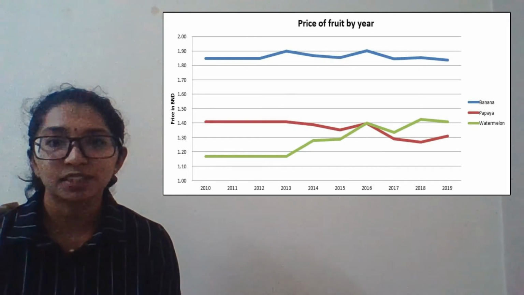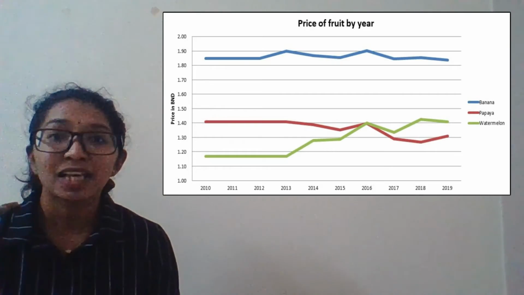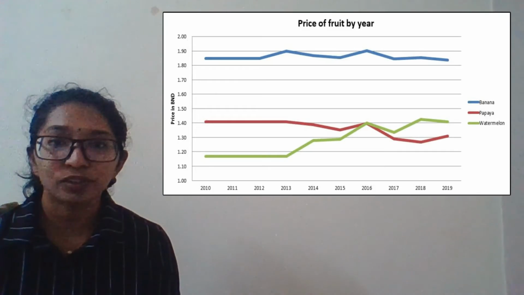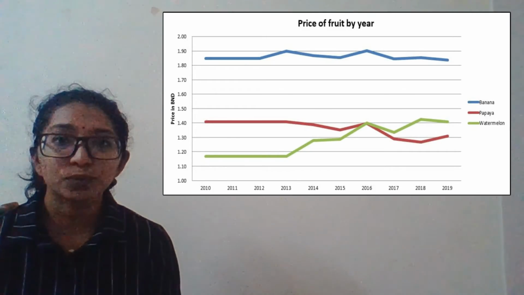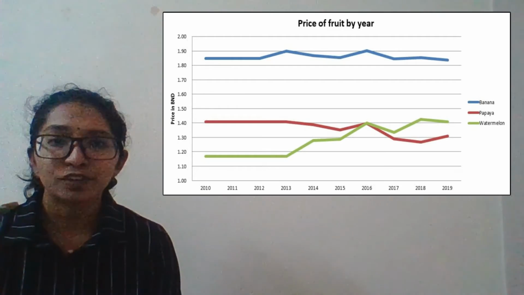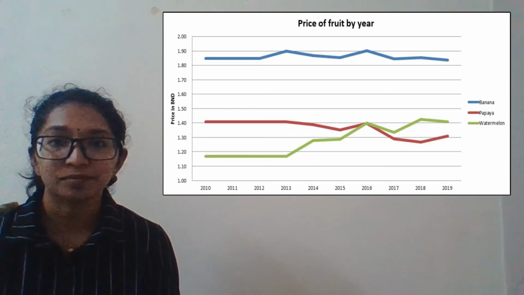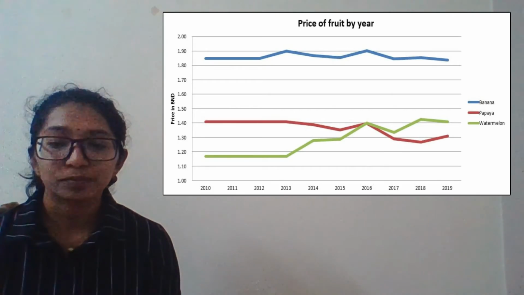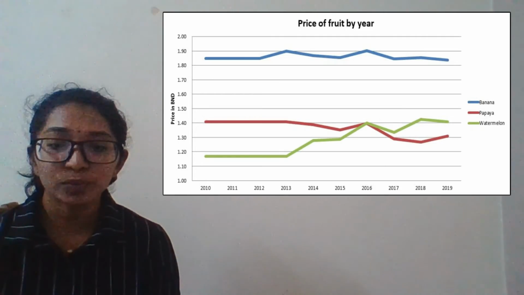In 2016, we can see that watermelon and papaya shared the same price, which is $1.40. Onwards from 2017, the price of papaya has decreased and the price of watermelon has increased. As a conclusion, I can say that by using a line graph, I can determine the highest and lowest retail price in the food category.